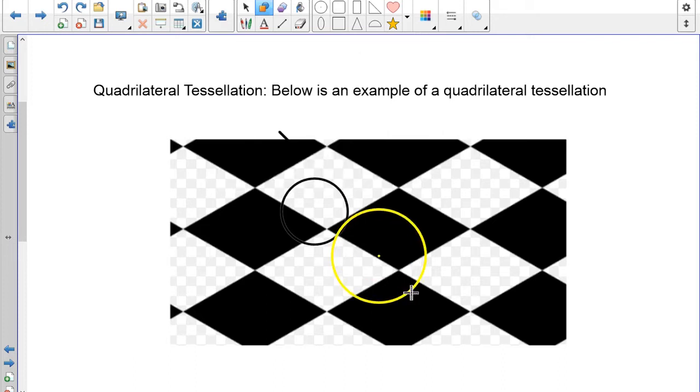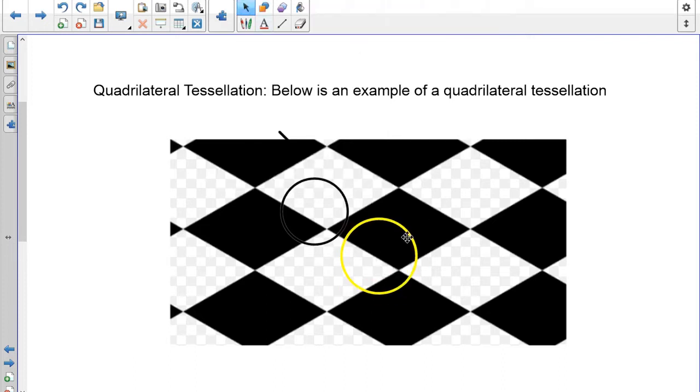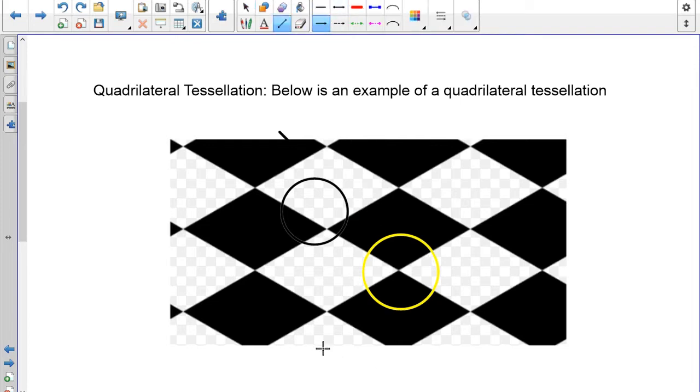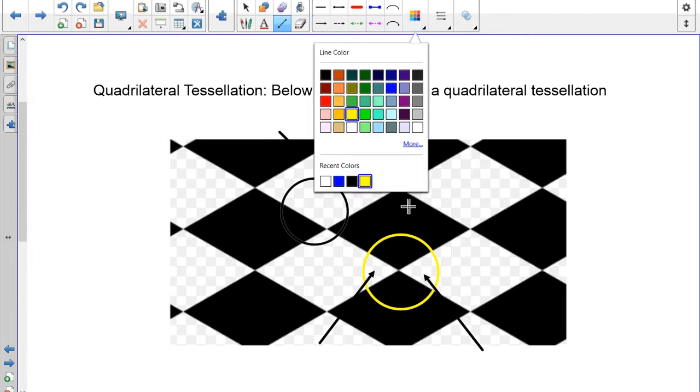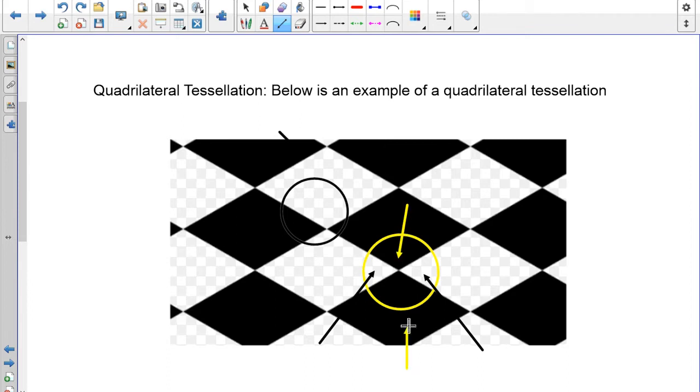Let's go down here then. Okay. Now, if you look right here, you'll notice that I've got three angles here. I've got one here, and I've got one here, and I also have one here and one here. So I've got four of them.